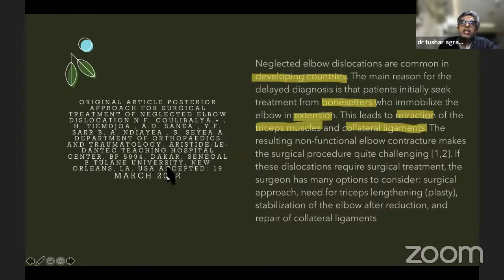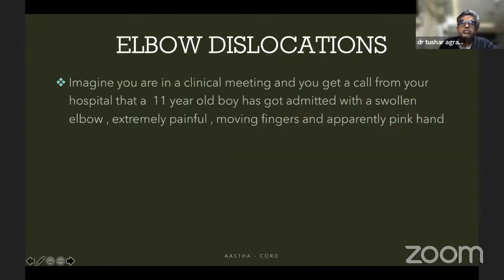This article on elbow dislocation clearly says that most elbow dislocations that are neglected happen in developing countries due to bone setters who immobilize the elbow in extension, due to which there is retraction of the triceps muscle and collateral ligament. We need to consider the surgical approach with or without triceps lengthening, with or without repair of the collateral ligaments. So we'll briefly run through a presentation on elbow dislocations in children, which were taken in an IFIX meeting.